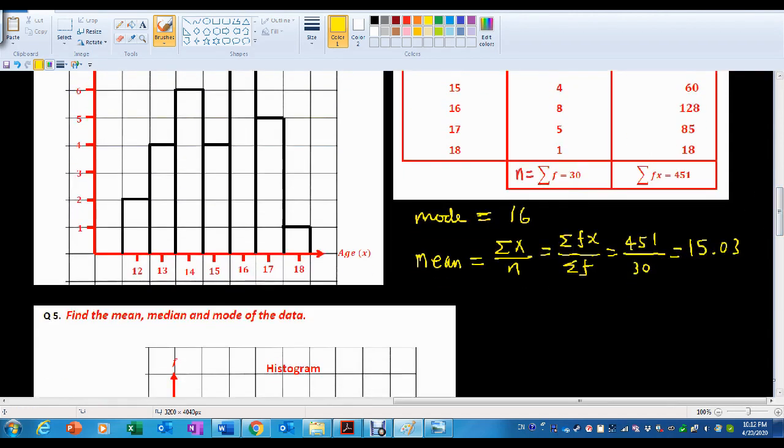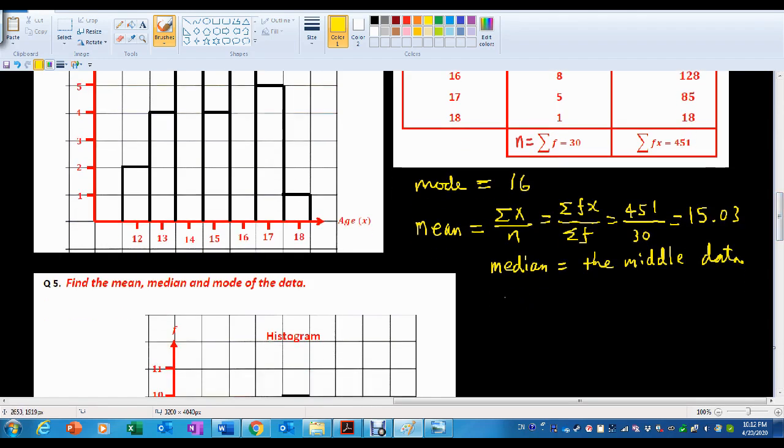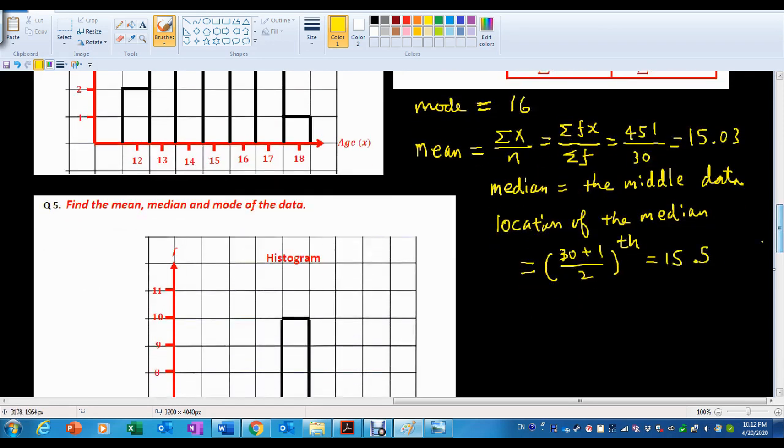Okay, so how about the median? The median should be the middle data, right? So where is the middle data? You need to look for it. There are 30 data, so the middle should be between around 15 and 16, right? So the position of the median is 30 minus 1 divided by 2. So that's 15.5, which means the position is between 15 and 16, right?